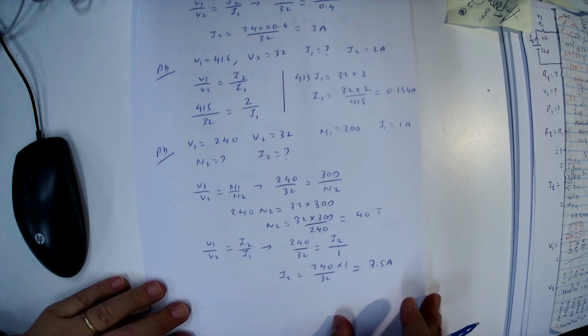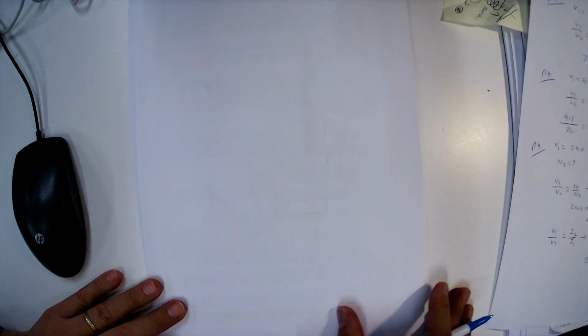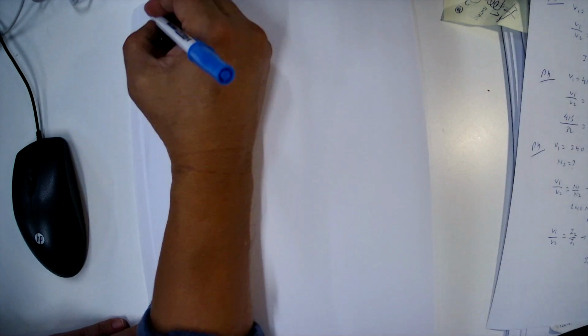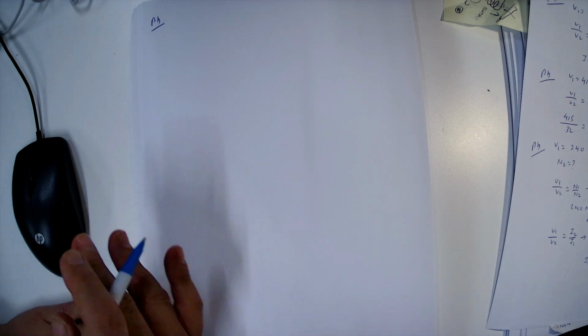The next problem set. A transformer with 220 turns on the primary and 40 turns in the secondary. Maximum core flux is 0.045 Weber, supply frequency 50 Hz. We need to calculate the primary voltage, secondary voltage, and the transformation ratio.